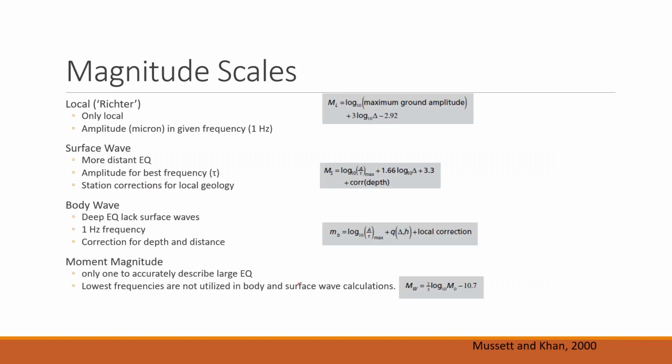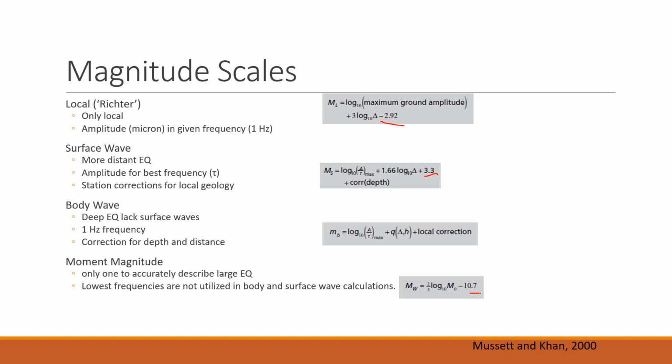Magnitude scales are how we estimate the size. There are calculations for them. I do not expect you to know these calculations. I'm just showing them to you. They all have constants that are designed to make them all look like the same types of numbers. So local magnitude is typically for small earthquakes that are fairly close.